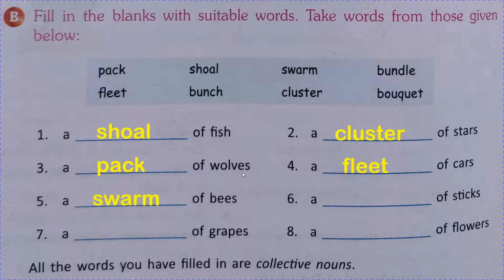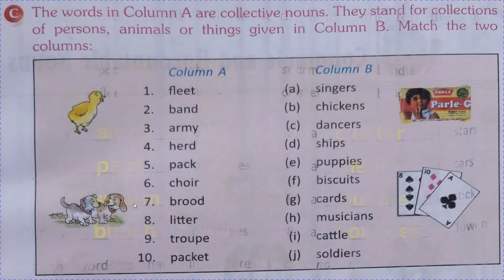Number 6 is a bundle of sticks. You can find answers in the box given here. Now for 7th number, a dash of grapes. So we have learned a bunch of grapes. Number 8 is a bouquet of flowers. So all the words you have filled in are collective nouns. What are collective nouns? Shoal, cluster, pack, fleet, swarm, bundle, bunch and bouquet.